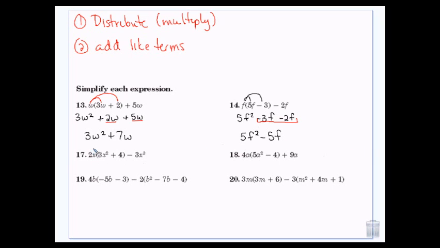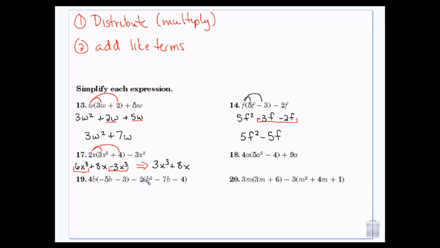Same here. If I take this 2x, I'm going to multiply it in. 2x times 3x squared is going to give me 6x to the third. 2x times 4 is going to give me 8x. And then this negative 3x to the third was already there. And then those x to the thirds match. So when I add them together, I'm going to have 6 minus 3, so that's 3. And that 8x doesn't have anybody to match with, so it stays. It just hangs out.